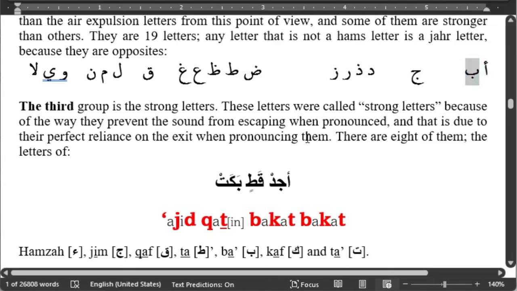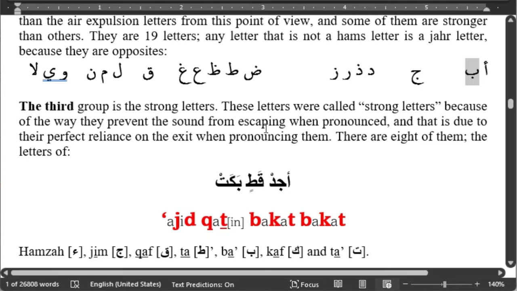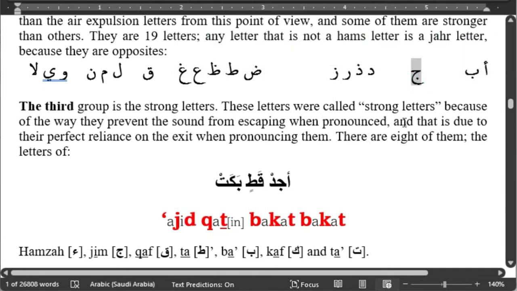Same thing for the ba, it stops the air. So you could say Abwab. Look how that air stops. Jim also, for example, Thadjaja. You hear how that air stops?